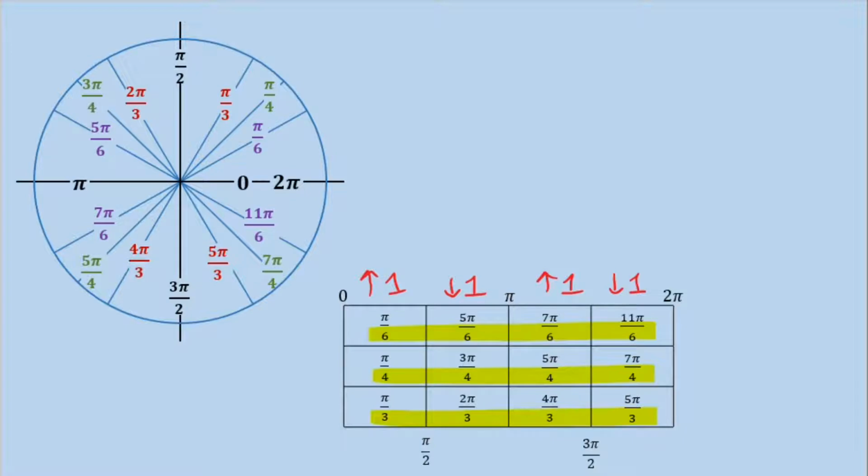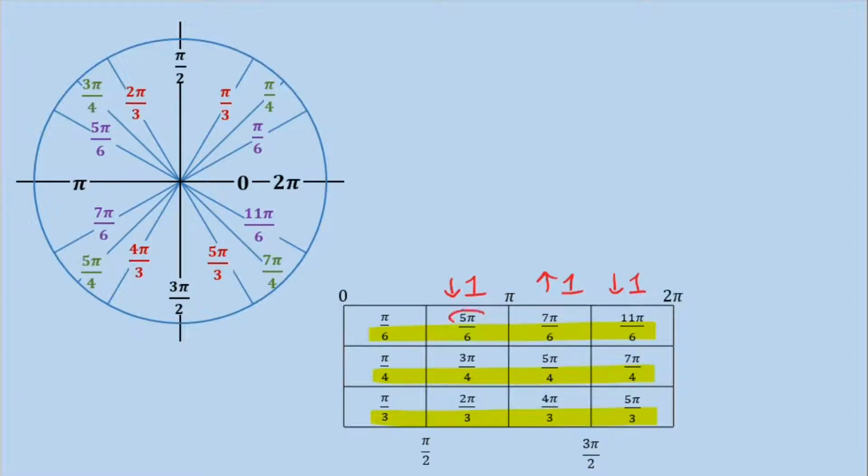For the first column, we go up 1 from 0, or none of the bottom, which would just give us 1 all the way down and doesn't actually change anything. So honestly, I skip the first column. I don't even worry about it because it's just going to be pi over 6, pi over 4, pi over 3. But for the second column, we go down 1 from the bottom number.